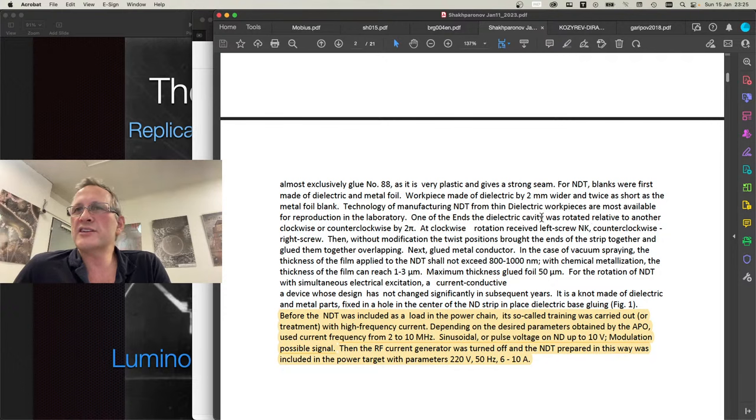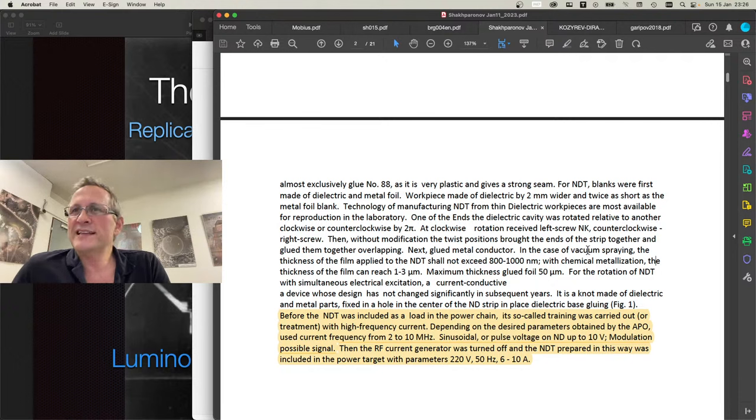One of the ends of the dielectric strip was rotated relative to the other, clockwise or counterclockwise, by 2 pi. At clockwise rotation they received a left screw, counterclockwise a right screw. Then, without modification, the twisted position brought the ends of the strips together and glued them together with the metal overlapping. And then next glued the metal conductor.